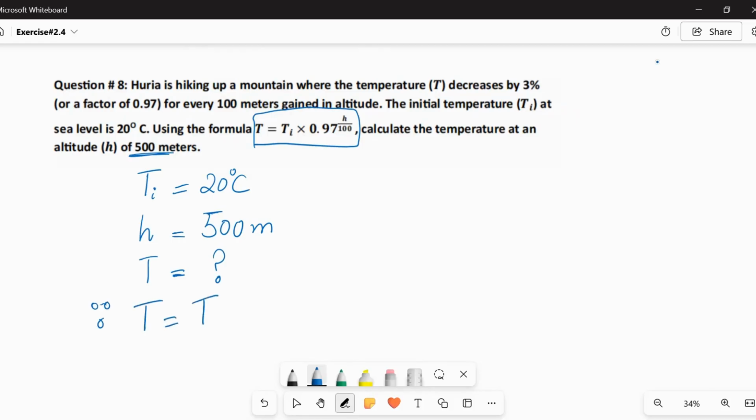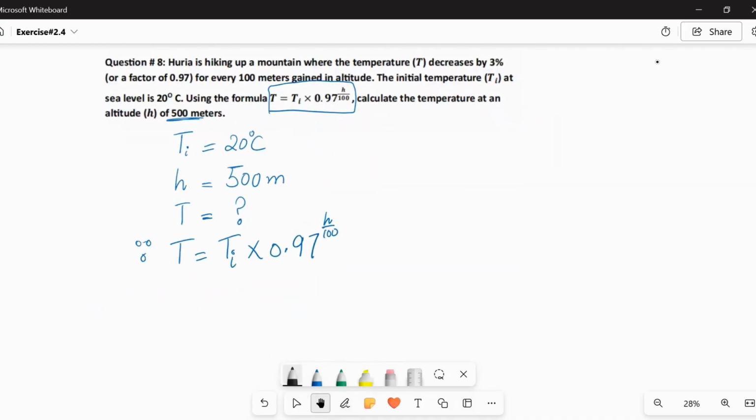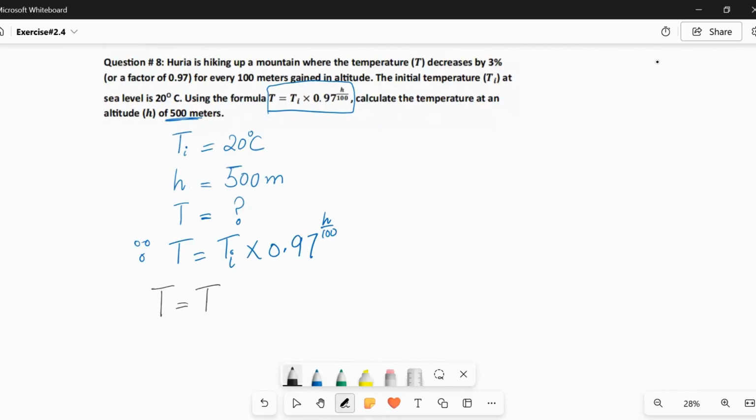So just write this final expression, which is given: T equals Ti multiplied by 0.97 to the power h over 100. Okay, so now the first step would be to substitute the value of h, which is given as 500, so in place of h you put 500, and in place of Ti you put 20, right. So you'll get 20 multiplied by 0.97 to the power 500 divided by 100, and these zeros cancel out, and you'll get 20 multiplied by 0.97 to the power 5.